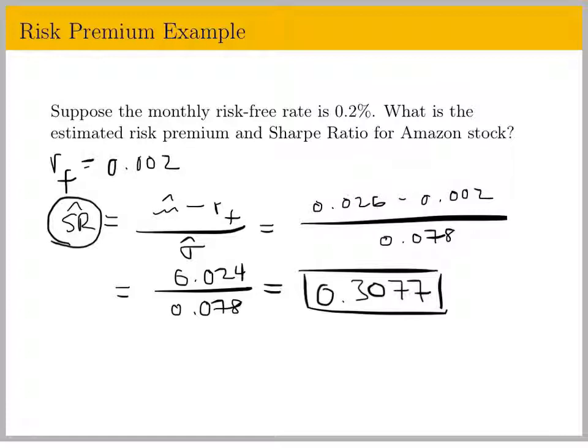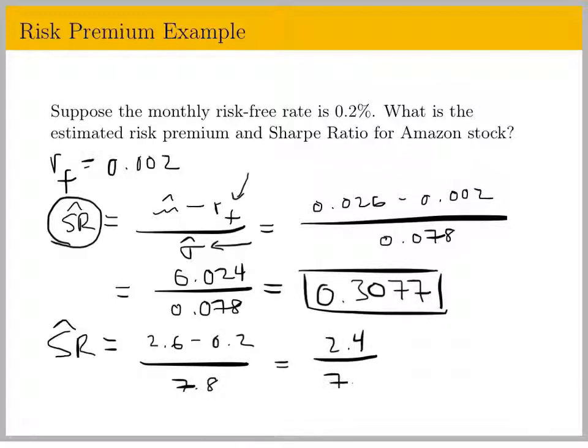Now alternatively, notice that the Sharpe ratio, and this is important, is unit free. So it does not have any units. We've taken returns here and we've divided by returns here, or the units of our return, so it could be dollars and it could be dollars here. So essentially the Sharpe ratio we could likewise compute with percents. We could do the same computation as 2.6 minus 0.2 all over 7.8. That equals 2.4 over 7.8, and that is the same value that we just computed.